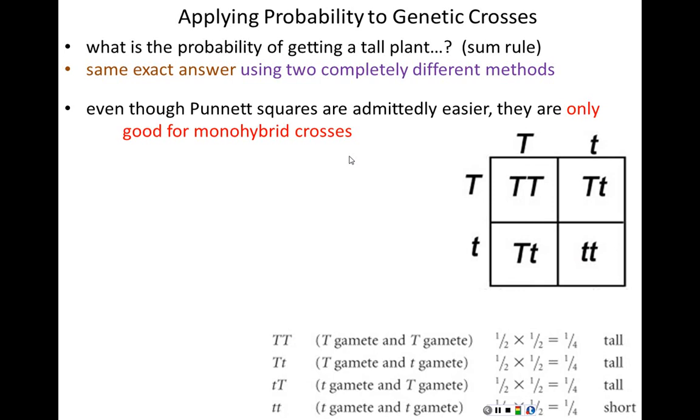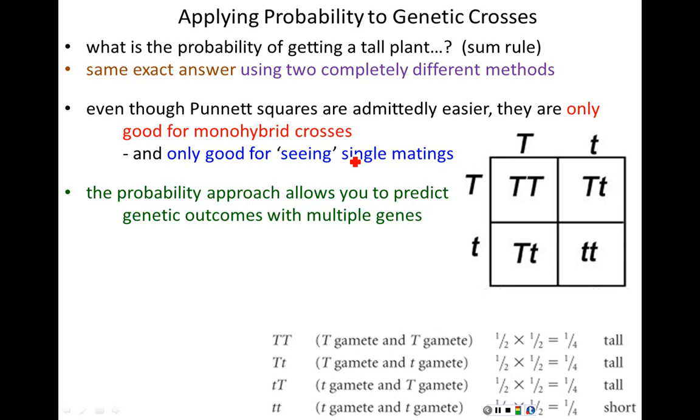So we're going to use these same rules of probability, these same tricks of probability, for the more complicated crosses we're about to do. Punnett squares are only good for seeing single matings, only good for tracking single gene events. The probability approach allows you to predict the genetic outcomes with multiple genes. We'll spend most of our time on dihybrid crosses, but you can use the probability method for matings that involve dozens of genes if you wanted to.